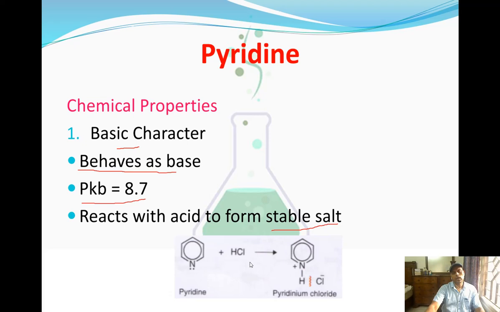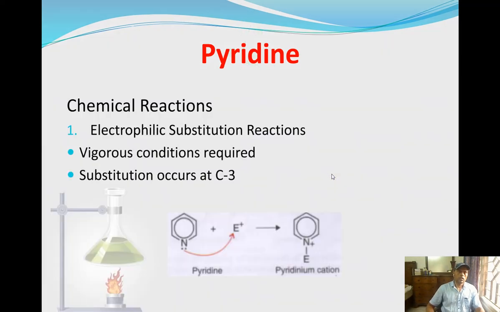So pyridine reacts with hydrochloric acid, giving pyridinium chloride. It's a protonated product. The proton is going to join with the nitrogen there, right? And let's see about the chemical reactions of pyridine.